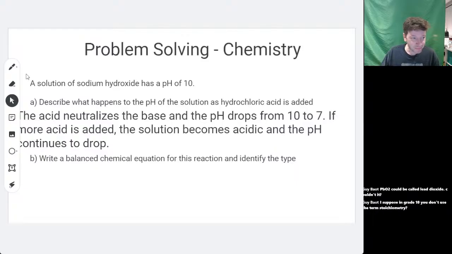Then it says write a balanced chemical equation for this reaction and identify the type. I've already hinted towards what type it is when I said you're neutralizing it. This is a neutralization reaction. So that's the type, a neutralization reaction.